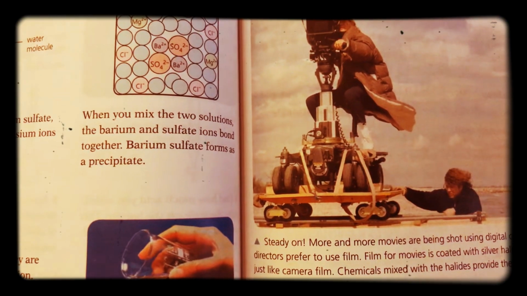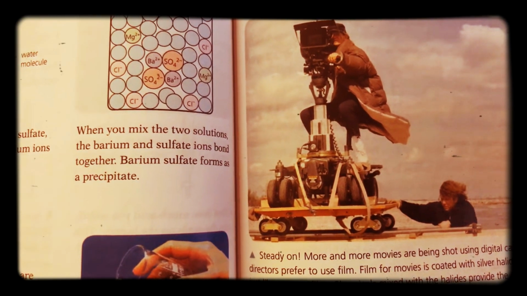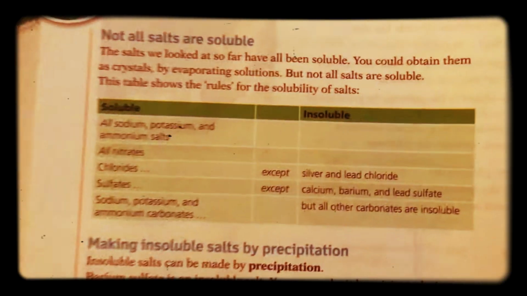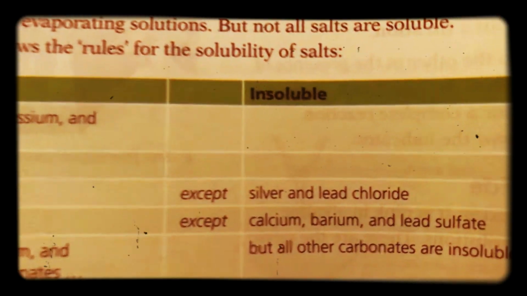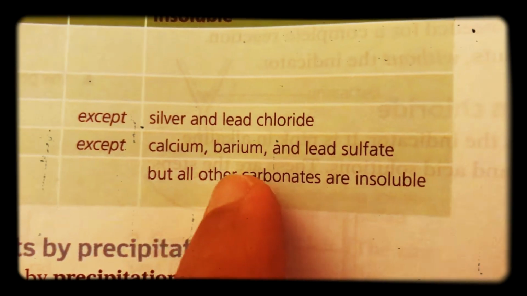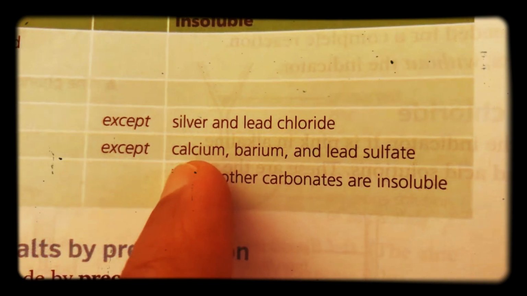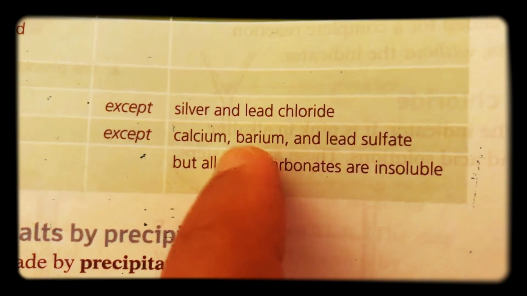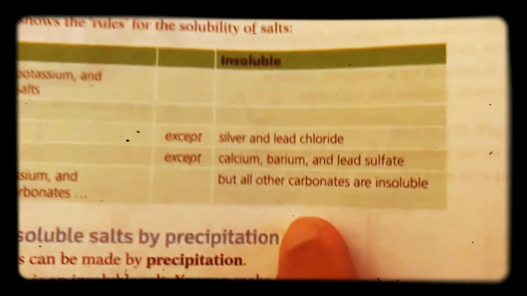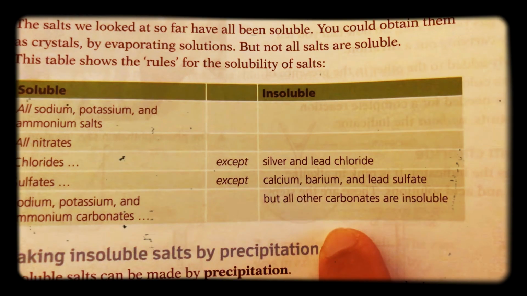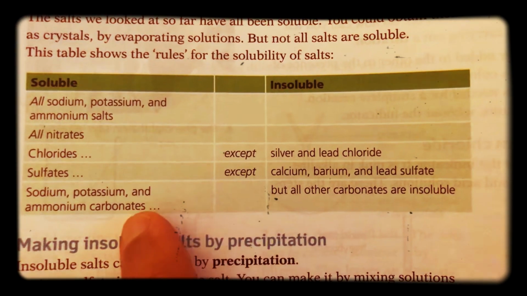Question number 2 talks about naming 4 salts that you could not make by precipitation. So you'd have to look at this table here and come up with 4 salts. If it says calcium, barium and lead sulfate, don't just put calcium as a salt. It's calcium sulfate. Barium is barium sulfate. You can think of a carbonate, for example, calcium carbonate. Calcium's not here.